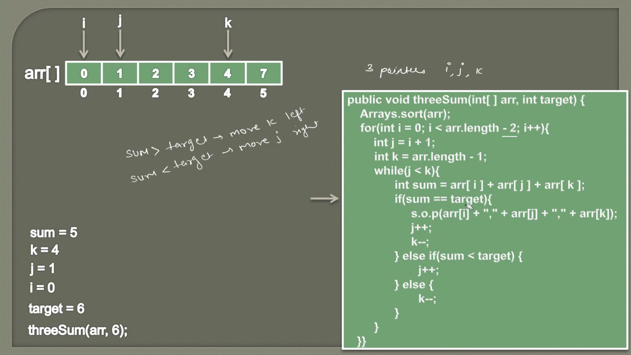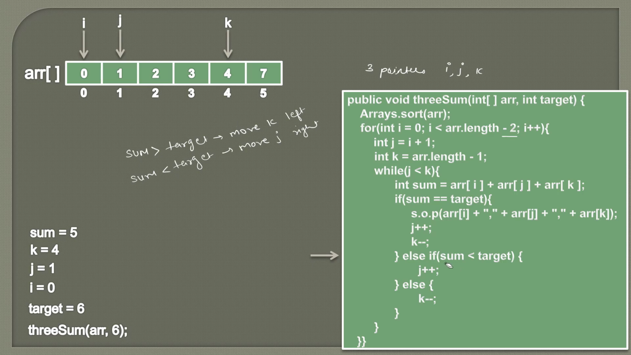We compare whether sum is equal to target or not. Sum is not equal to target, so this condition comes out to be false. And as the condition has come out to be false, we provide these two conditions. We check whether sum is less than target or sum is greater than target. If sum is less than target, then we move j to right, because if we move j to right, we will get a value higher than the current value of the array at the jth index. And when we do the sum in the next iteration, we will get 0 plus 2 plus 4, which will be equal to 6.